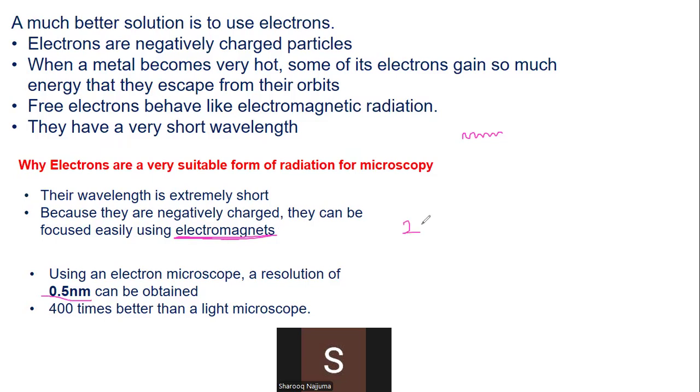Using an electron microscope, a resolution of as low as 0.5 nanometers was obtained. Remember, a light microscope's resolution was 200 nanometers. But here we are with an electron microscope with a resolution of just 0.5. If you do the math, you're going to find that the electron microscope was 400 times better than a light microscope. This means that even ribosomes, which are just 25 nanometers, are still bigger than 0.5 nanometers and are going to be observed using an electron microscope.